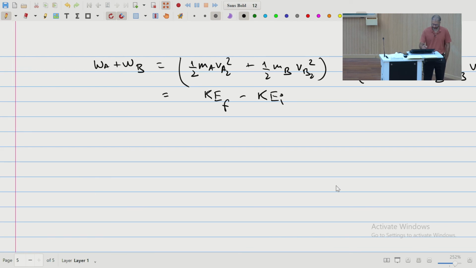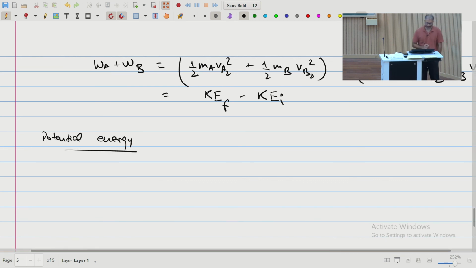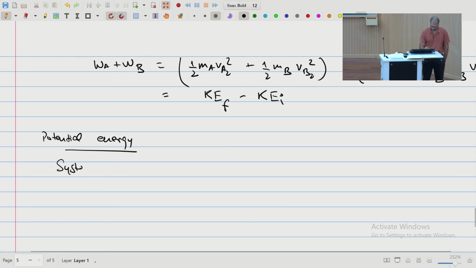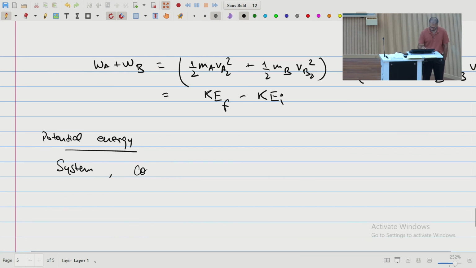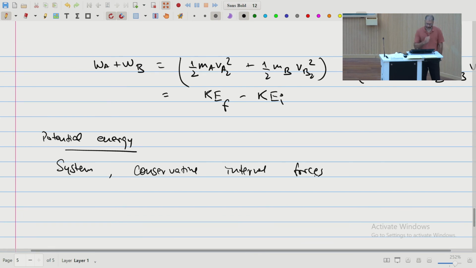Good. So let's now define potential energy. We are dealing with a system with internal forces, and these internal forces are conservative. So we have a system with conservative internal forces.